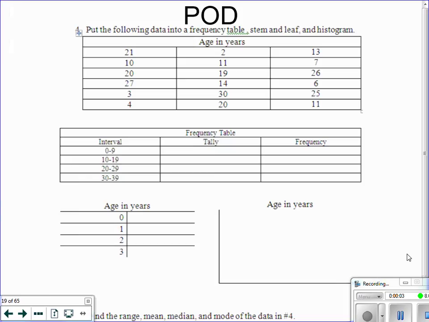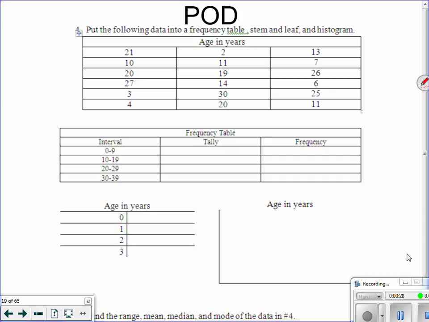All right, to get started here, got a problem of the day here for you. You've got a set of data on there, age and years. I want you to make a frequency table, a stem and leaf plot, and a histogram out of that. Remember, it is easiest to start with the stem and leaf first and then make the frequency table.